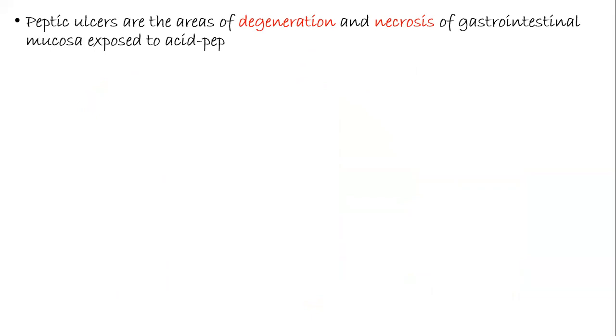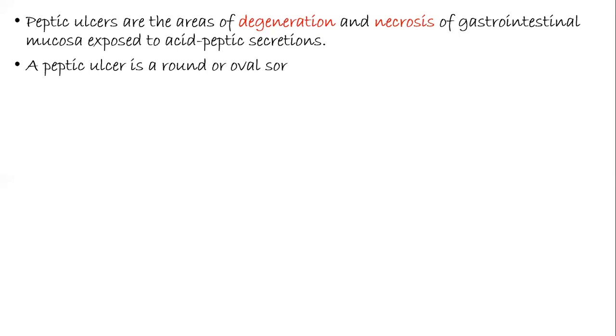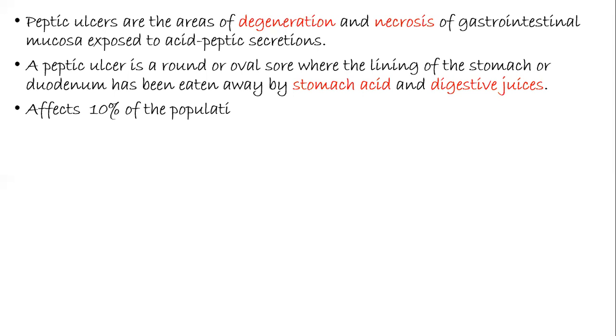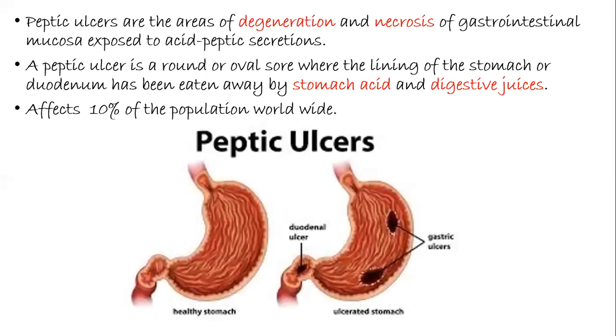Peptic ulcers are areas of degeneration and necrosis of gastrointestinal mucosa exposed to acid peptic secretions. A peptic ulcer is normally a round or oval sore where the lining of the stomach or duodenum has been eaten away by stomach acid and digestive juices. It affects nearly 10% of the population worldwide, and the number of persons suffering from peptic ulcer is increasing day by day because of lifestyle changes.